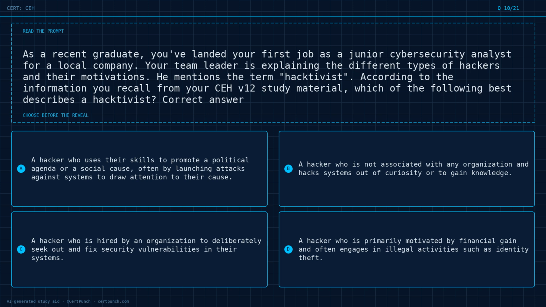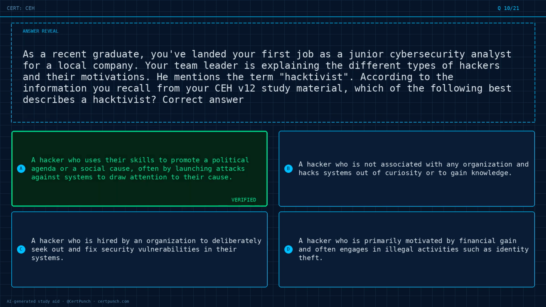Correct answer. Option A. A hacker who uses their skills to promote a political agenda or a social cause, often by launching attacks against systems to draw attention to their cause. Option B. A hacker who is not associated with any organization and hacks systems out of curiosity or to gain knowledge. Option C. A hacker who is hired by an organization to deliberately seek out and fix security vulnerabilities in their systems. Option D. A hacker who is primarily motivated by financial gain and often engages in illegal activities such as identity theft. Choose the best answer before the reveal. Commit to it now.